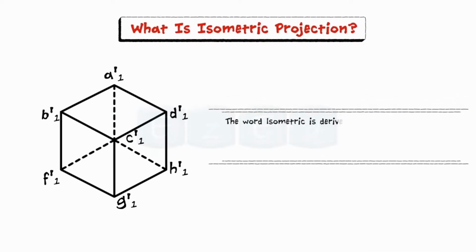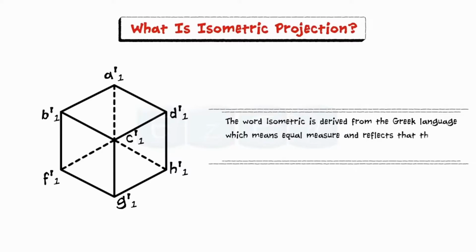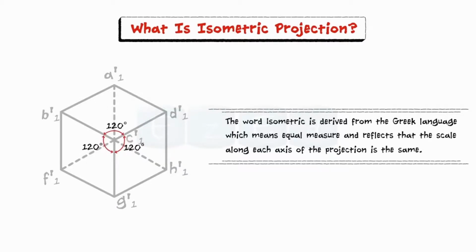The word isometric comes from the Greek language, which means equal measure, and reflects that the scale along each axis of the projection is the same. In isometric drawings, the axes are equally inclined to each other at 120 degrees, and the coordinate axes appear equally foreshortened.